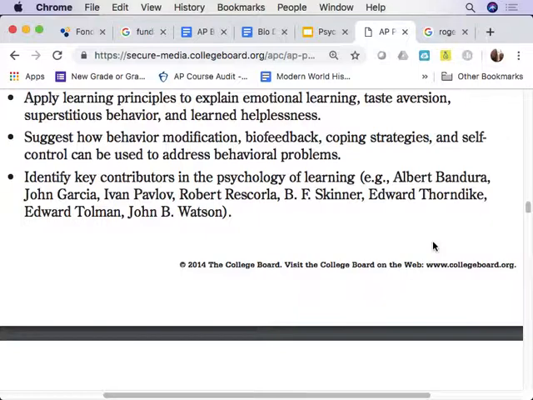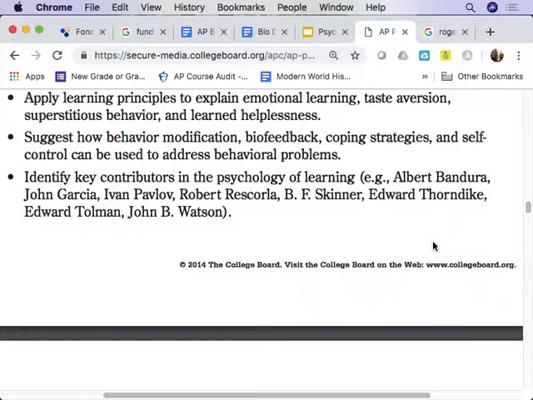Robert Rescorla and John Garcia both studied classical conditioning as well. Rescorla looked at how the neutral stimulus predicts the unconditioned stimulus. So the bell predicts the food. Opening your bag predicts the cat food. The bird predicts the vicious attack and near-death experience.